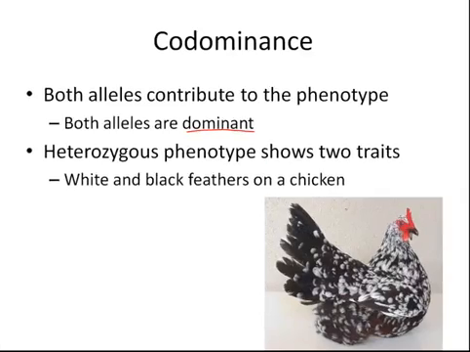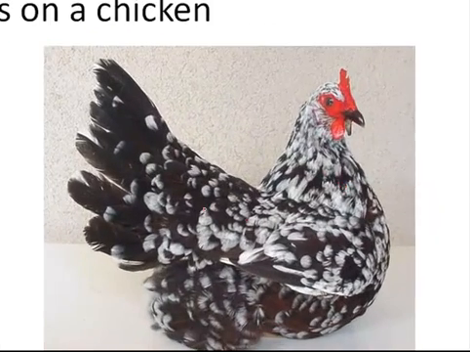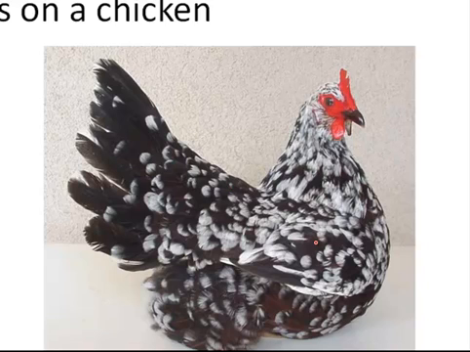So a good example of this are the black and white feathers on this chicken. This chicken's got both black feathers and white feathers. They're not blended together. If they were blended together, the chicken would be gray. But because it's codominance, it has both black and white feathers.